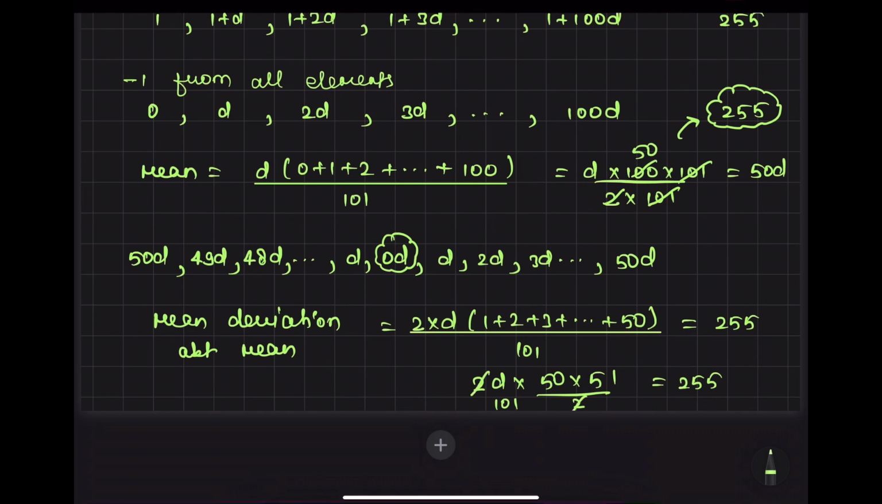Now this two gone, this thing 5 times, this thing 10 times. So can I write that the value of d is 101 by 10? So it is 10.1. Therefore, the required value is 10.1.